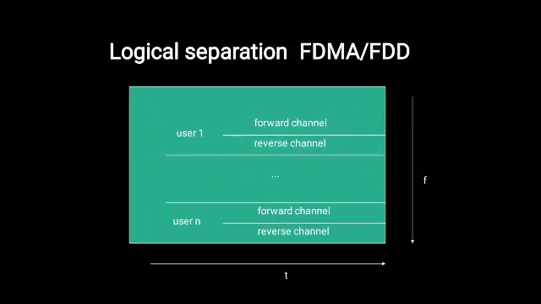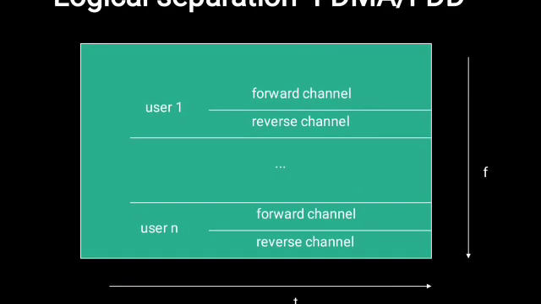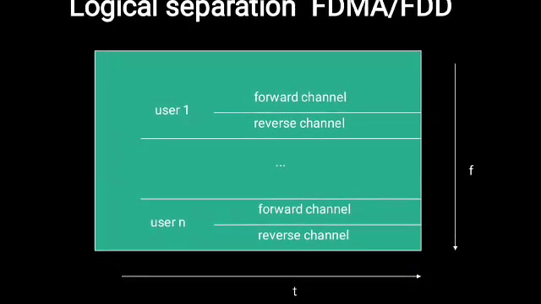Here is the structure of how the logical separation of FDMA FDD works. Here we have taken frequency as well as time. Each user, user 1 and user 2, is separated by frequency. Each user is allotted a frequency. User 1 is allotted a frequency, and user 2 is allotted a frequency. They have separate frequencies for transmission as well as reception. So it is fully divided among the frequencies. So it is FDMA, FDD.